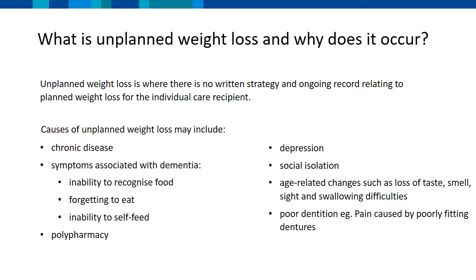Issues relating to the eating environment and staffing, as well as to the quality of and access to food choices that meet care recipients' cultural, religious, and personal food preferences should also be considered. Unplanned weight loss should not be dismissed as a natural age-related change. Many causes of weight loss can be addressed if detected early.